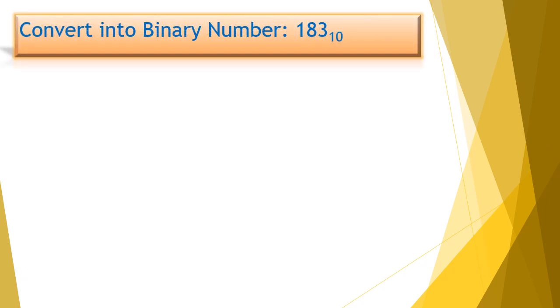Here, in the given question, we have to convert the given decimal number 183 into its equivalent binary number. We see here 183 is a decimal number, that is why 10 is indicated as the base. You know, the base of a decimal number is 10.